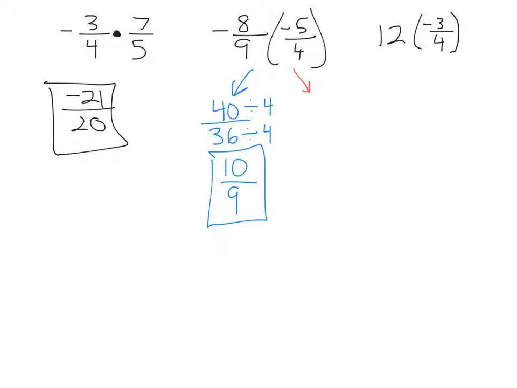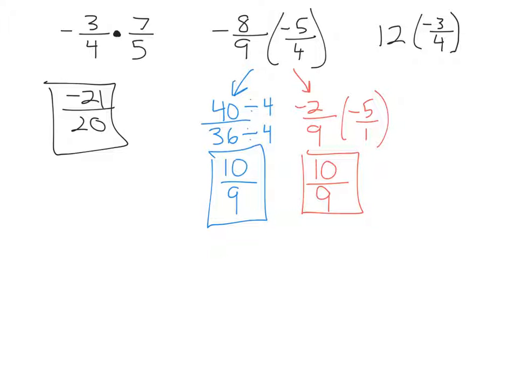I see 8 in my numerator up here in my first fraction. I see 4 in the denominator in my second fraction. And I know that 4 goes into both of those. So I can divide 8 by 4 and get negative 2 over 9. And I can divide 4 by 4 and get negative 5 over 1. So now that I've simplified the 8 and the 4, now I can multiply. Negative 2 times negative 5 gives me positive 10. 9 times 1 is 9. We get the same answer.